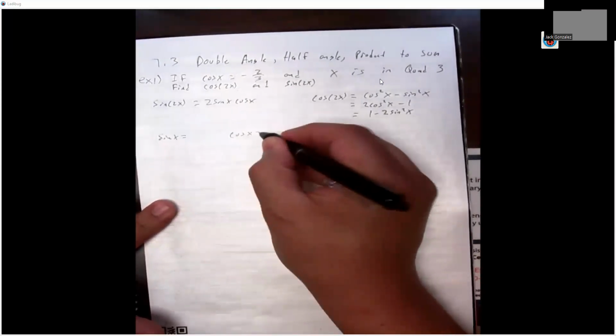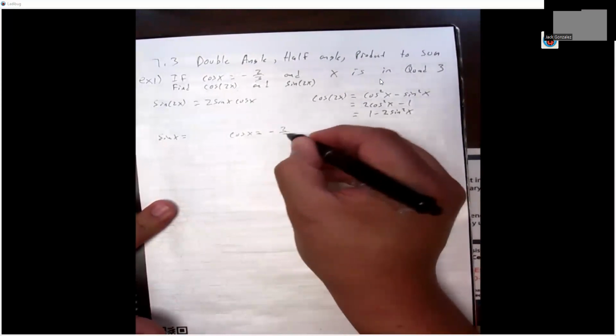So build your triangle. I don't know what sine is. Cosine is this. So adjacent, in quadrant 3, both sine and cosine are negative, right? So when we find the y value, or the opposite side, it should be negative. Adjacent will be negative. Hypotenuse is never negative.